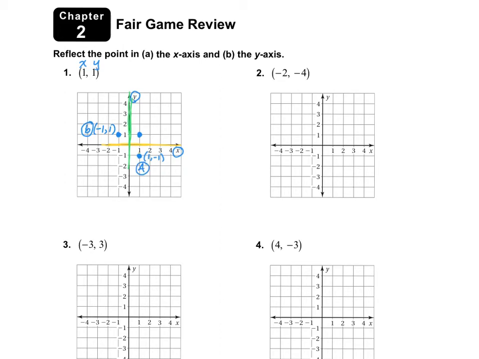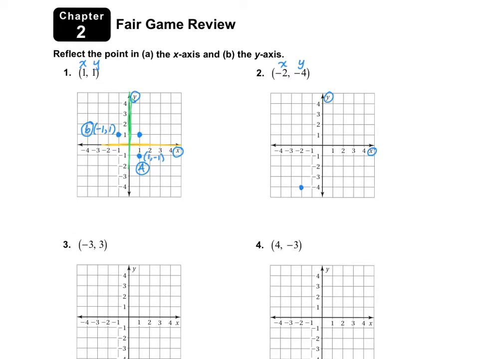All right, let's take a look at number 2. So number 2, once again, we have negative 2, negative 4. This is our x number. This is our y number. Here's our x-axis and our y-axis. So negative 2 means we go to the left 2, and then down 4 means we go down. So the new point will be here at negative 2, negative 4.